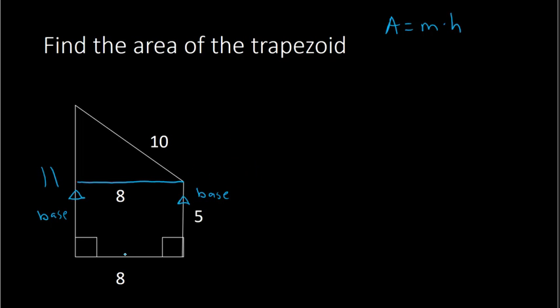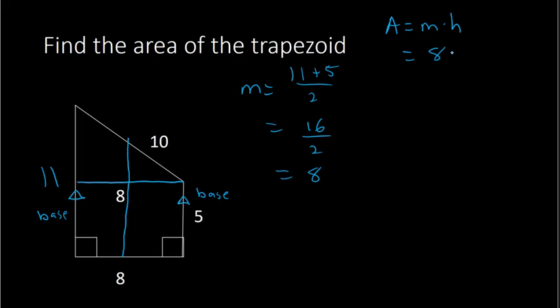Alright, so the median is the line going in between, which you don't need to draw, but it's this line right down the center. And we find the median by taking the average of the bases. So if we average the 11 and 5, the two bases, we find the median. We average by taking 11 plus 5 divided by 2, which is 16 over 2, or 8. So the median is 8.